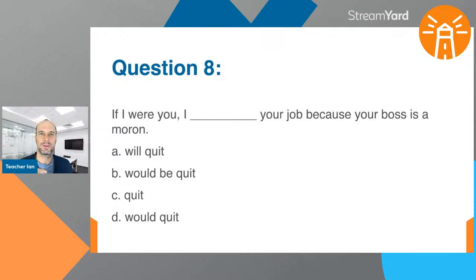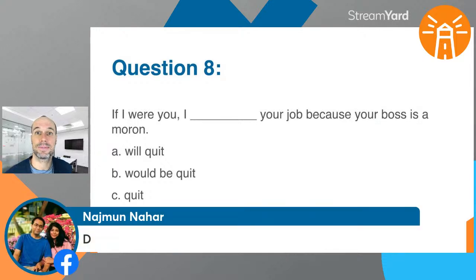I think we've got 3 questions left. All right, here's a good one. If I were you, I something your job because your boss is a moron. Moron is kind of like an idiot. So if I were you, I your job because your boss is a moron. So will quit, would be quit, quit, or would quit. So I believe this is the second conditional, something that's not really possible because I can't be you, right?